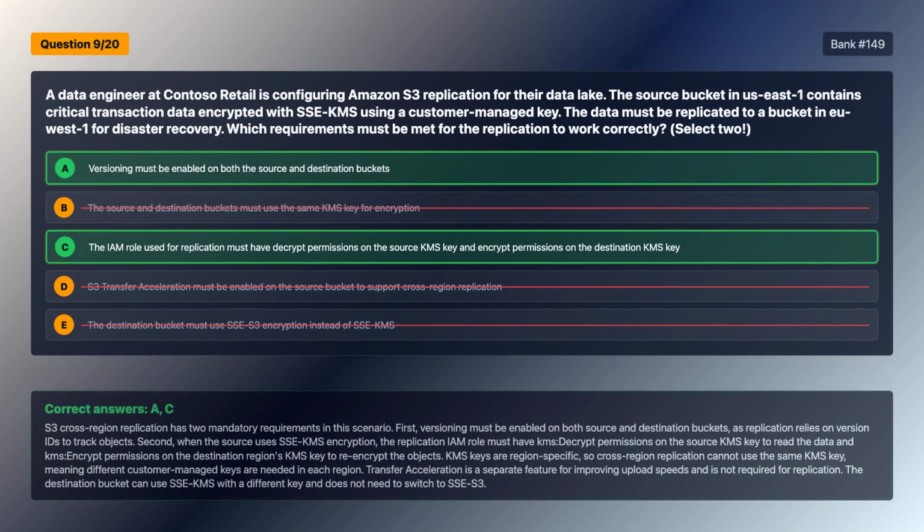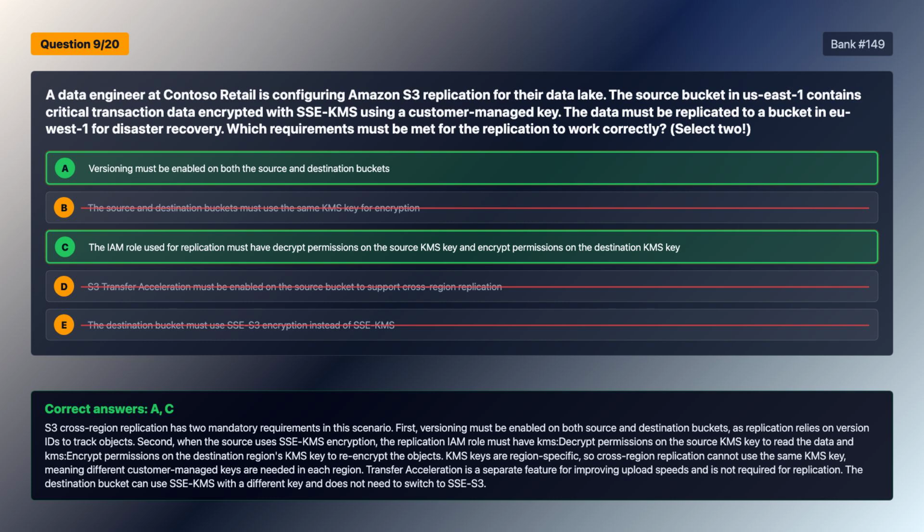The correct answers are Option A and Option C. S3 cross-region replication has 2 mandatory requirements in this scenario. First, versioning must be enabled on both source and destination buckets, as replication relies on version IDs to track objects.